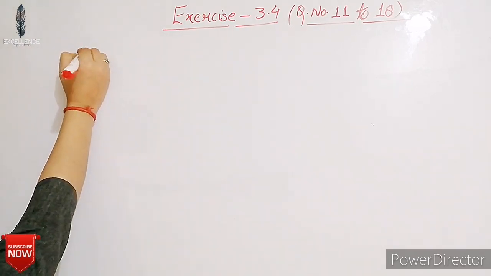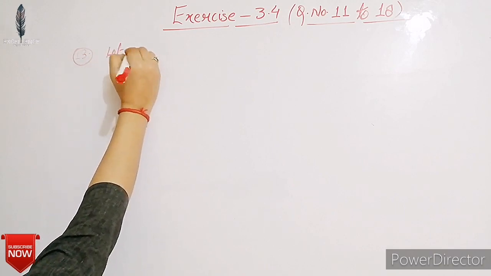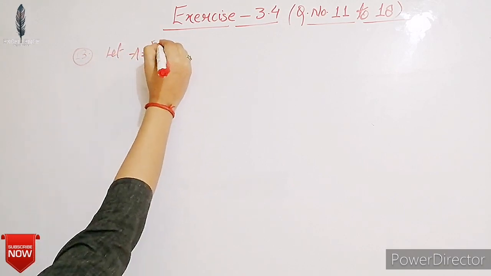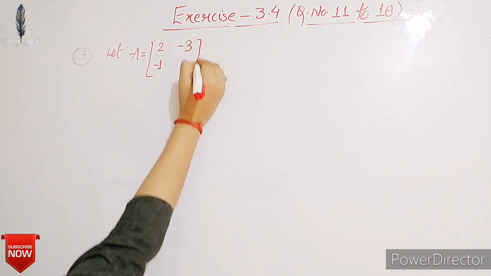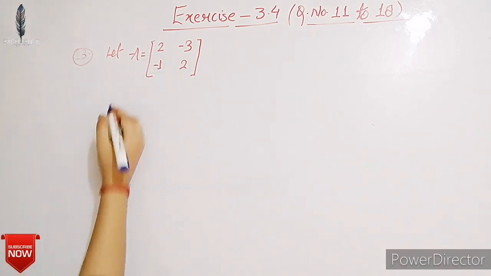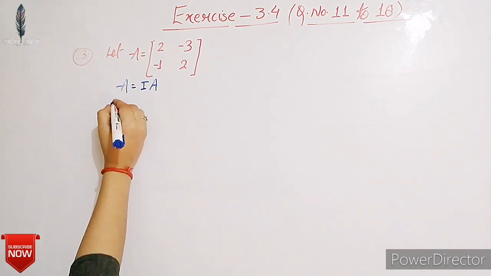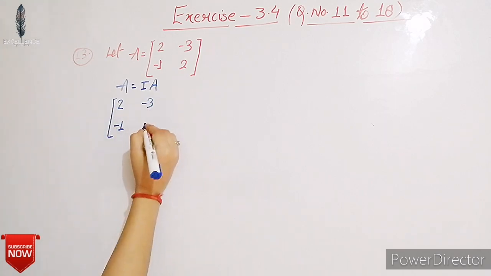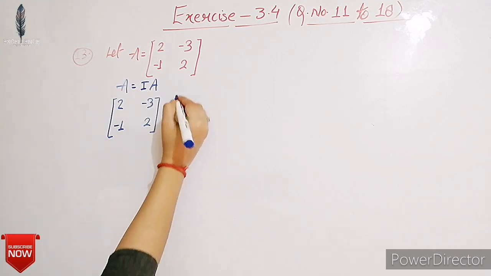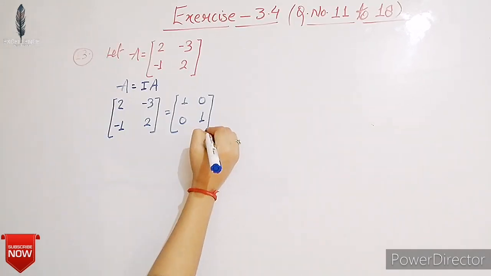Question number 13. Here A equals 2 minus 3 minus 1 and 2. Simple. For applying elementary row operation, we have A equals IA. Put the value of A, that is 2 minus 3 minus 1 and 2, and I is the identity matrix, that is 1 0 0 1, times A.